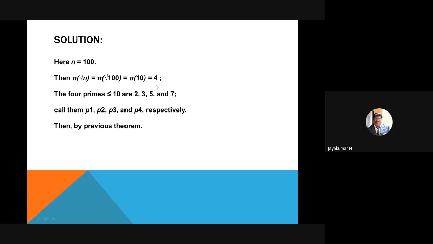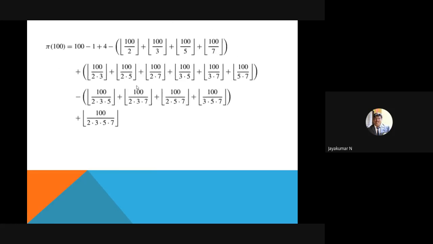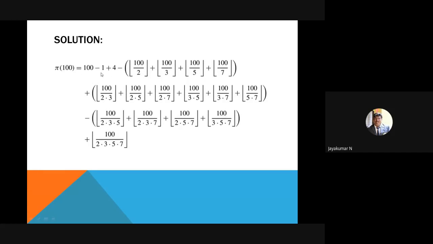So my answer is: this is n, this is minus 1, always minus 1. This is pi of root 100, which is nothing but pi of 10, that is nothing but 4. Then plus, minus, plus, minus. So the floor function of the given number 100. The prime numbers are 2, 3, 5, 7. So floor functions of 100 by 2, 100 by 3, 100 by 5, 100 by 7.